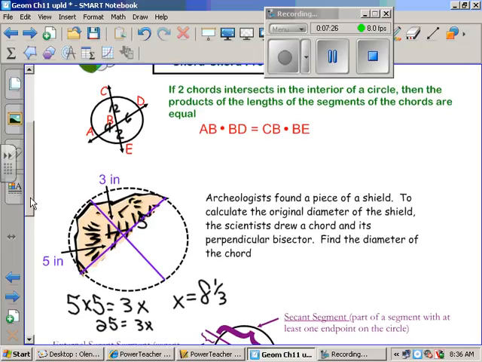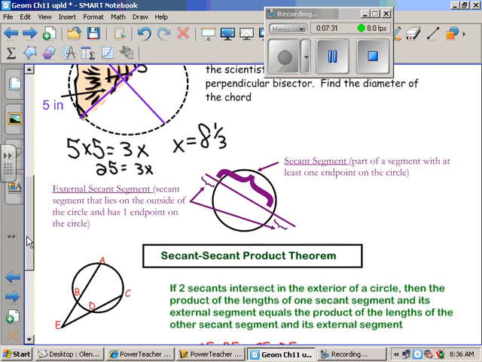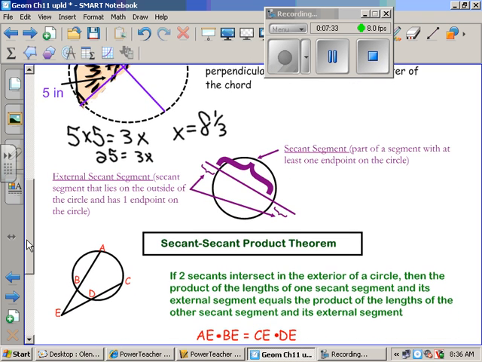All right, but that is the chord theorem. Okay. Then we have this secant. But first, let's do a little bit more vocabulary. All right, the external secant segment is the segment that lies on the outside of the circle and has one endpoint on the circle. So the secant segment would be from here to here and from there to there. Okay? That's the external secant segment.